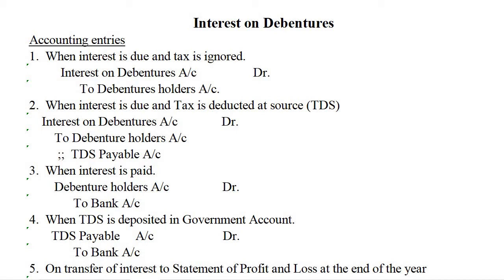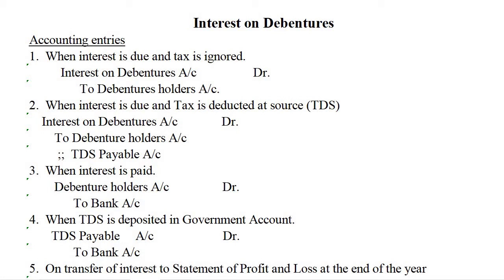And when interest percentage along with tax percentage is also given, in that case you have to write the journal entry interest on debentures account debit to debenture holders and to TDS payable account. Okay. Now after passing this due entry, you have to remember that you have to pay the interest to debenture holders and TDS to the government.